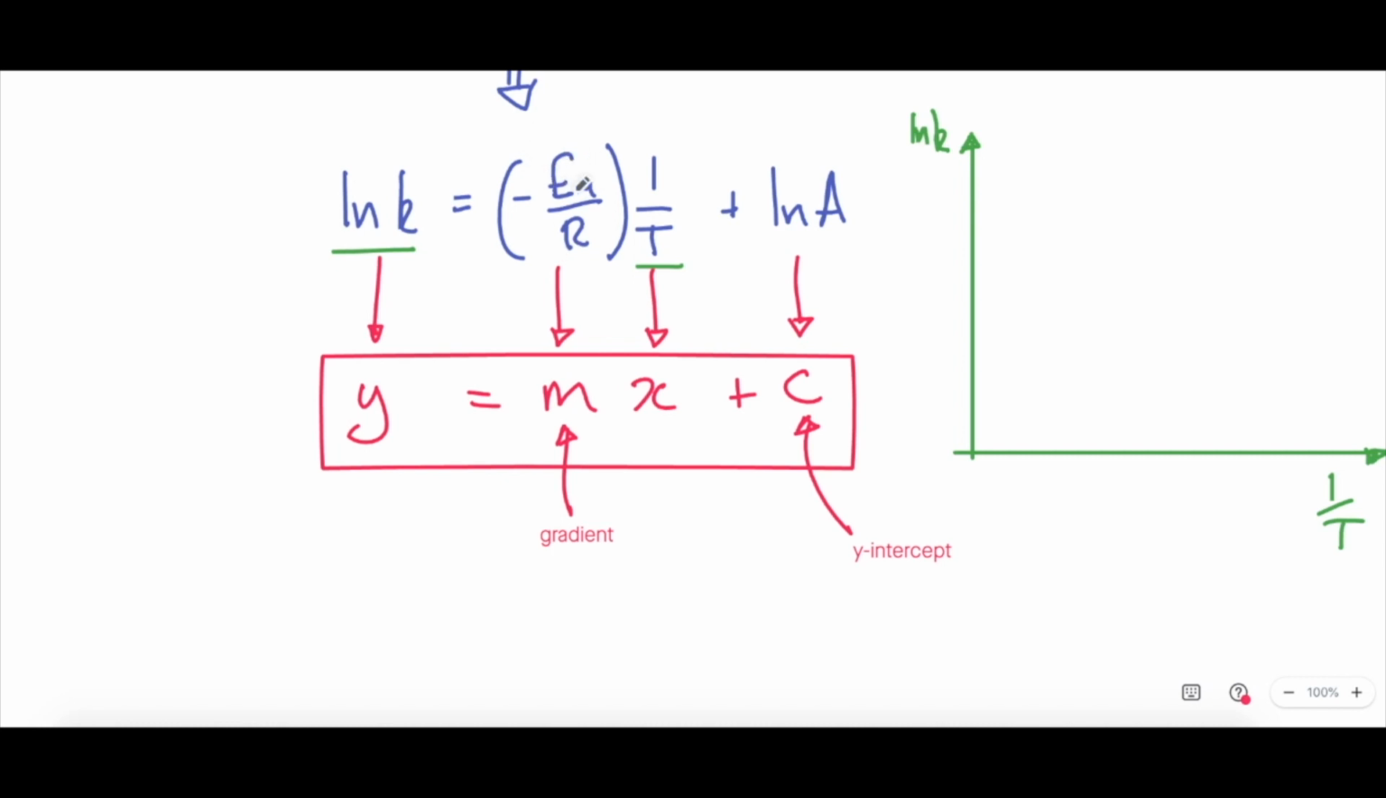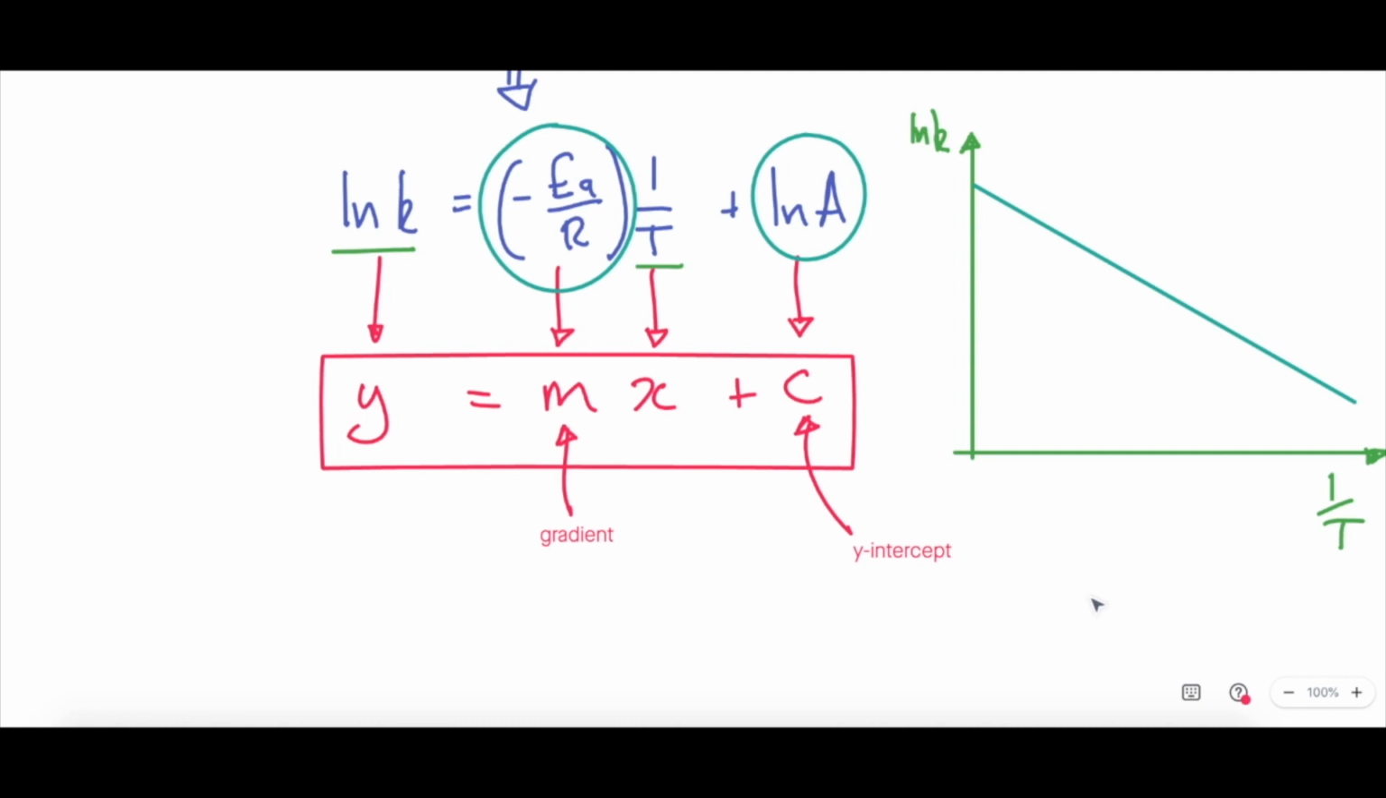Now activation energy is positive, R is positive, but this has a minus sign in front of it. So that tells you that the gradient of this line that you're going to plot is always going to be negative. So it might look something like this. And once you've plotted a graph of ln k against 1 over T, you can work out your activation energy from your gradient, and your Arrhenius constant from the y-intercept.